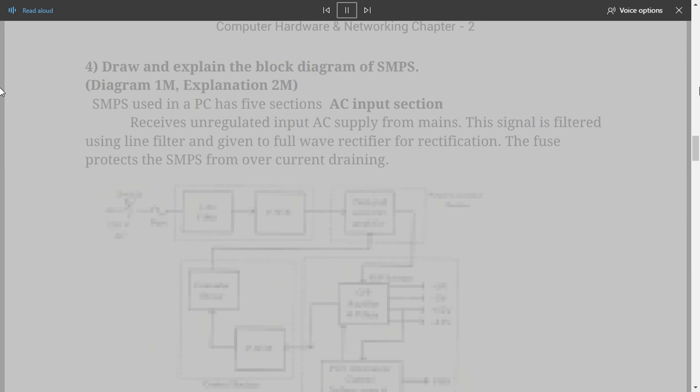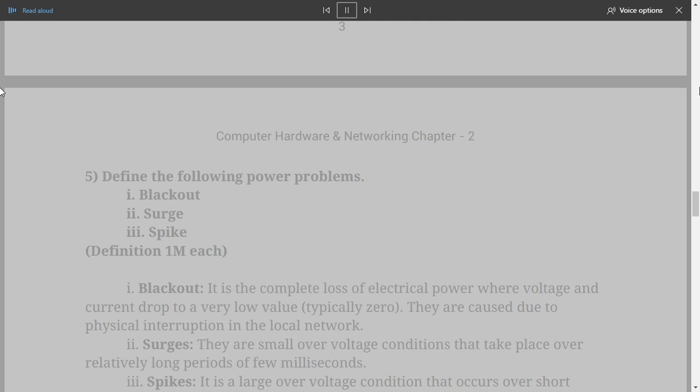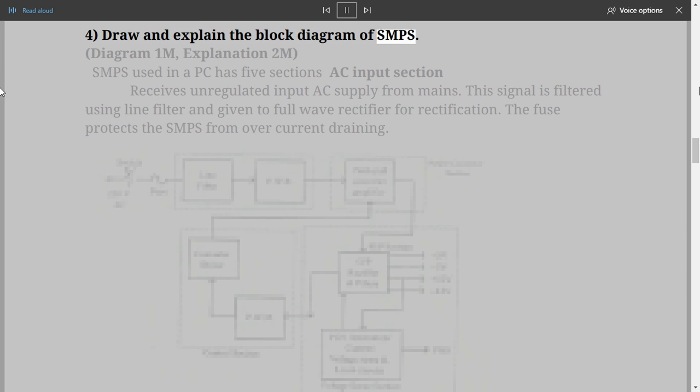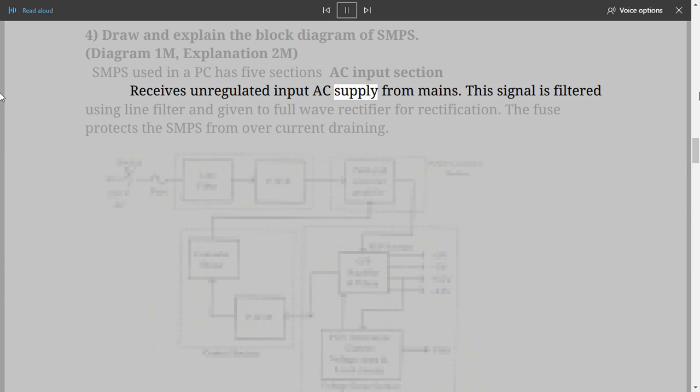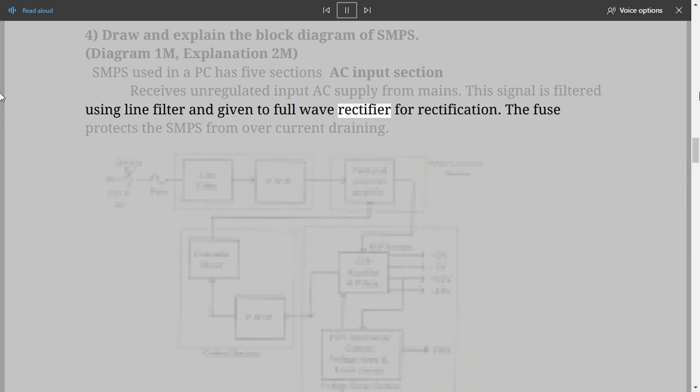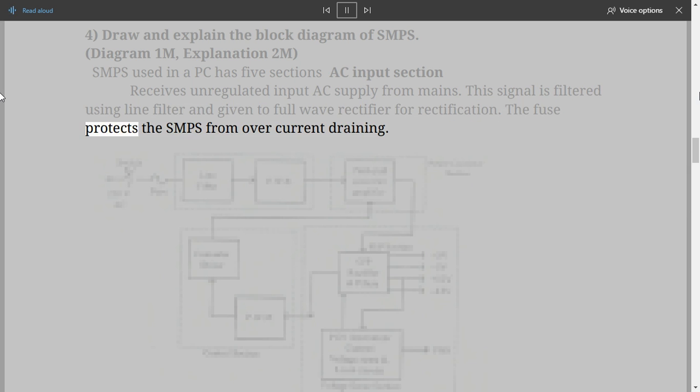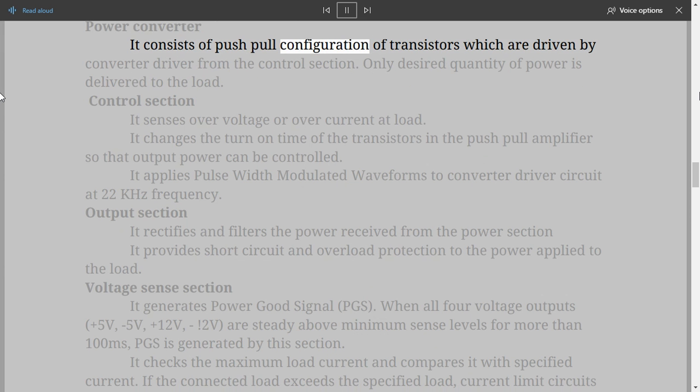Computer Hardware and Networking, Chapter 2. 4. Draw and explain the block diagram of SMPS. Diagram 1M, explanation 2M. SMPS used in a PC has 5 sections. AC input section receives unregulated input AC supply from mains. This signal is filtered using a line filter and given to a full wave rectifier for rectification. The fuse protects the SMPS from overcurrent draining. Power converter. It consists of a push-pull configuration of transistors, which are driven by the converter driver from the control section.